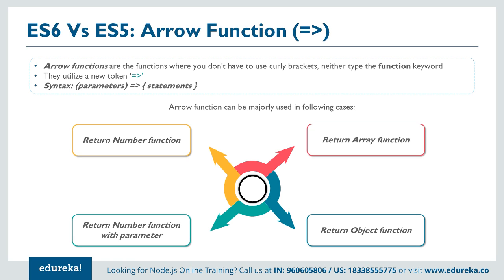So, arrow functions. Arrow functions are functions where you don't have to use curly brackets, nor type the function keyword. They utilize a new token, which is this arrow symbol using equal to and the greater than sign. So the syntax is like this. This is the regular syntax of an arrow function. In the normal brackets, you have the parameters, then the arrow sign, and in the curly brackets, you can write the statements. Arrow functions can be majorly used in the following cases: return number function, return array function, return number function with parameter, return object function. So let's have a look at those.